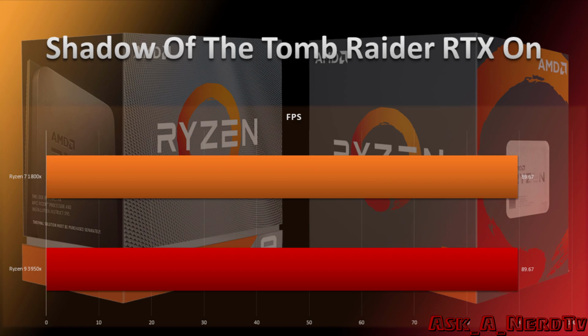Moving on to the next test, I tested Shadow of the Tomb Raider with the only change being RTX on. Also, I forgot to mention, for the gaming benchmarks, everything was done at 1080p. And as you can see, there's no change. So they both scored 89.67 average out of 3 runs. So DLSS did its job. They both had a slight increase.